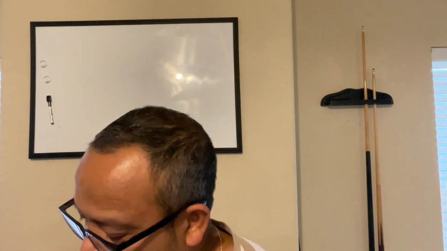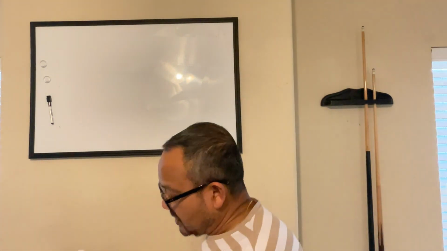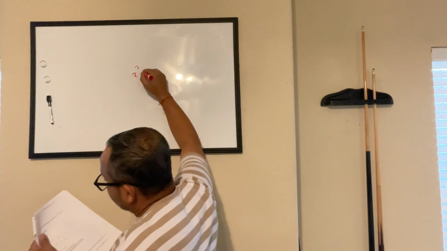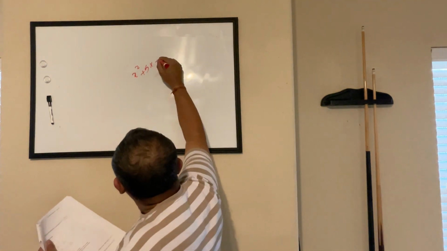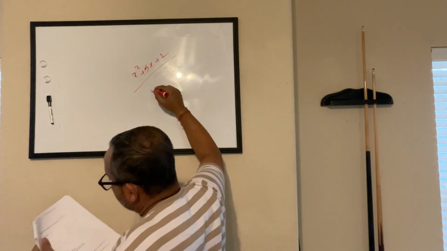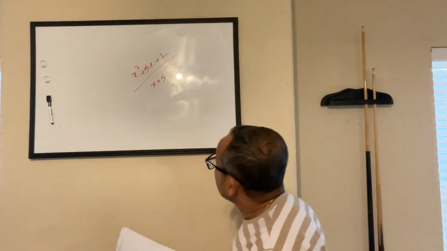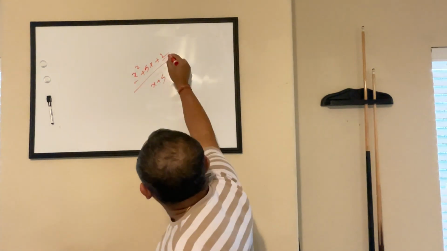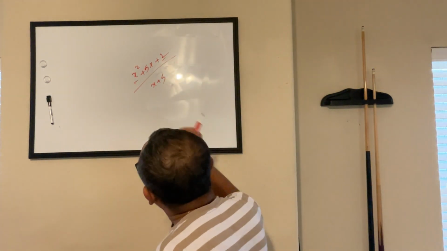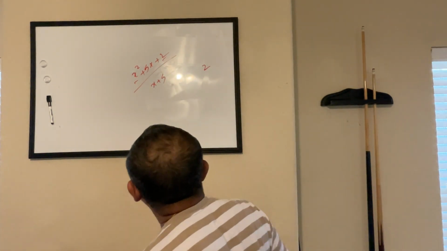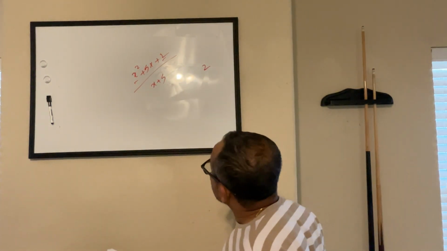Now let's look at the last sum here. Which of the following is equivalent to x squared plus 5x plus 2 divided by x plus 5? If you look at this, this is 2. Can I break this into 2 parts?